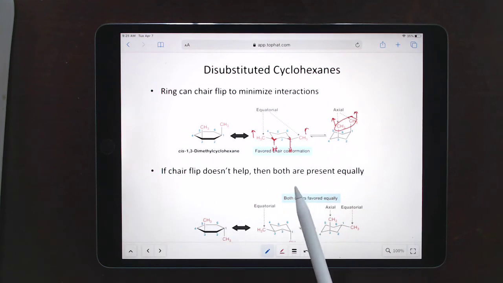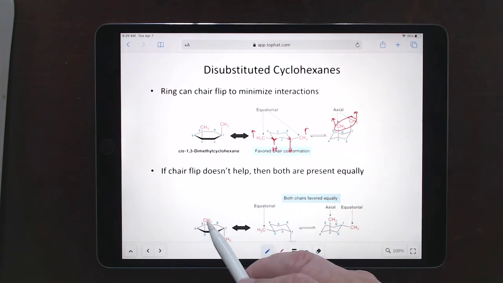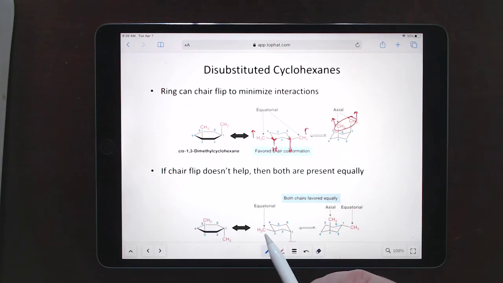If it doesn't help, okay, so in this case, you've got here, this is equatorial, right, because the bonds are pointed down, okay, so that's there. Here, the carbon-carbon bonds are pointed down, so this is in fact the axial. That's a little hard to see. So the hydrogen is equatorial.